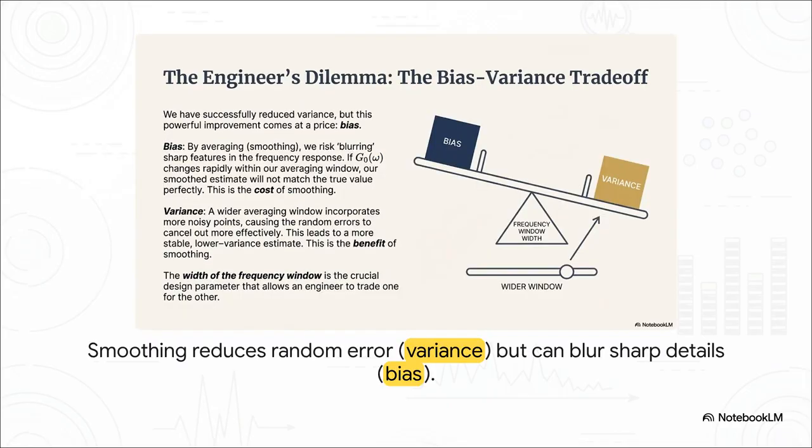Now, this new method is incredibly powerful, but it comes with the classic engineering problem, the bias-variance trade-off. Think of it like a seesaw. On one side, by averaging or smoothing, we get rid of that random spikiness from the noise. That's a reduction in what we call variance. But it comes at a price, and that price is bias. By smoothing everything out, we risk blurring over sharp, really important features of the real system. The width of our averaging window becomes the knob we turn to trade one for the other.